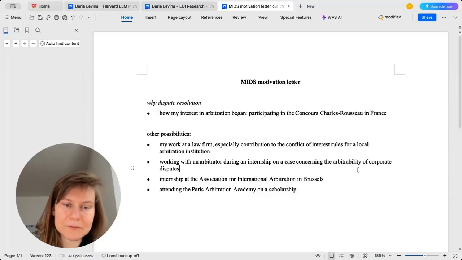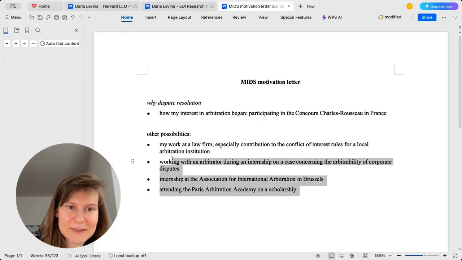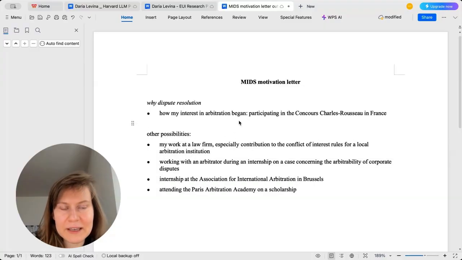to be not arbitrable. I also had an internship at the Association for International Arbitration in Brussels. I organized an arbitration conference, very interesting, related to antitrust issues and their arbitrability. And I also wrote my first publications on arbitration there. Finally, I attended the Paris arbitration community, which was also definitely a highlight of my professional life. I had all of those things, but I didn't use them in a motivation letter.